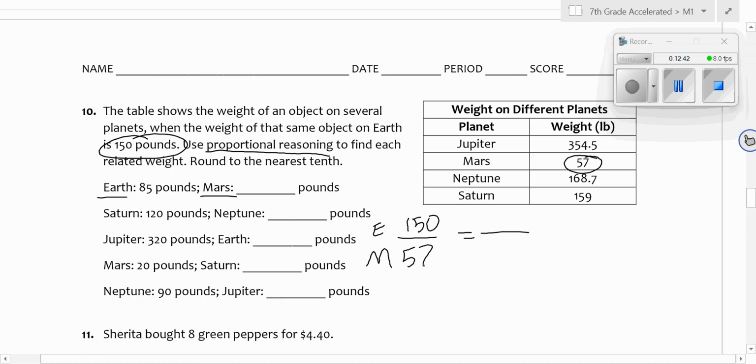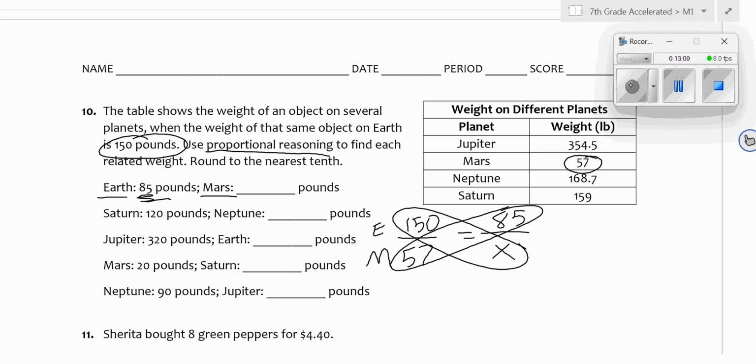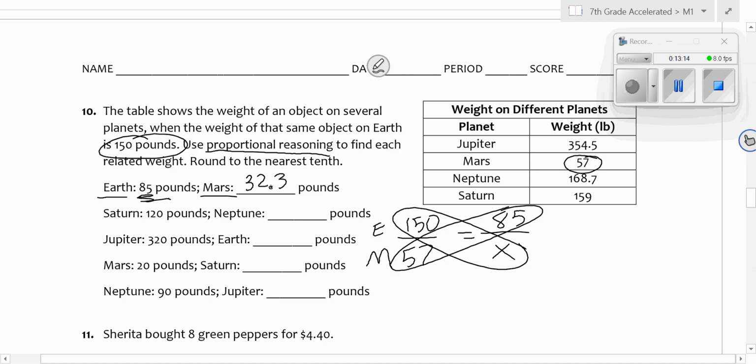So in this case, we've got 85 pounds on Earth, and it's asking us how many pounds on Mars. So we can cross multiply, because cross products for equivalent fractions are always equal. So those two things have to equal the product of the other two things. So multiply 57 by 85, and then divide by 150. That comes to 32.3 pounds. Now the rest of them.